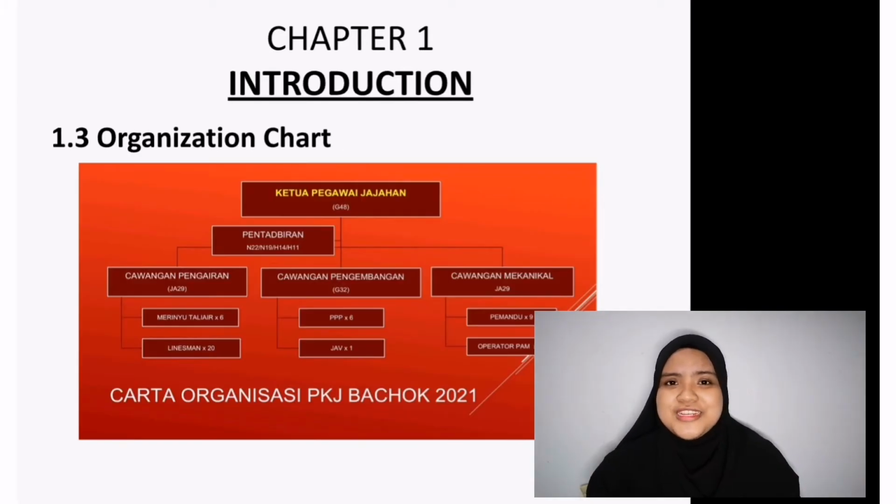This slide shows the organization chart of Kadar Jajahan Bacok. It was led by the Ketua Pegawai Jajahan, Encik Wan Imran. Under this office, there were 3 departments: Irrigation Department, Pengembangan Department, and Mechanical Department. Overall, there are 68 workers in this office.